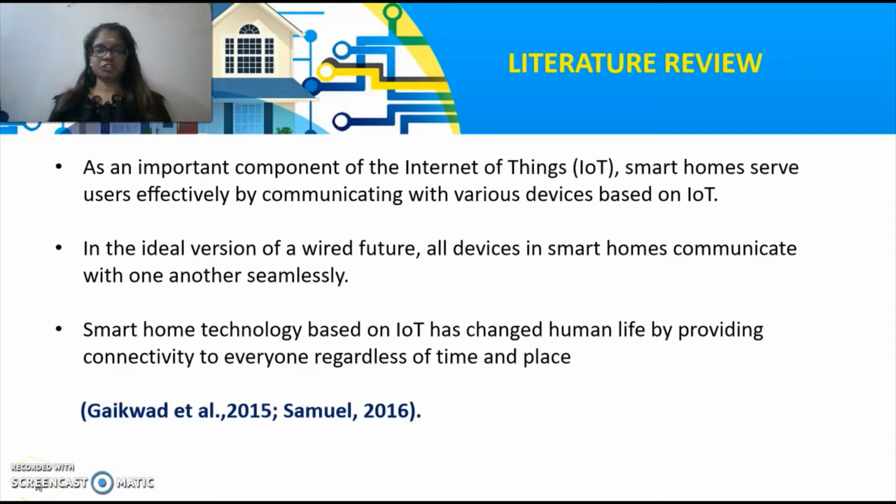This is my literature review, which I have taken from a few references for this presentation. First, as an important component of the Internet of Things, IoT, the smart home serves users effectively by communicating with various devices based on IoT. In the ideal version of a wired future, all devices in a smart home communicate with one another seamlessly. Smart home technology based on IoT has changed human life by providing connectivity to everyone regardless of time and place.